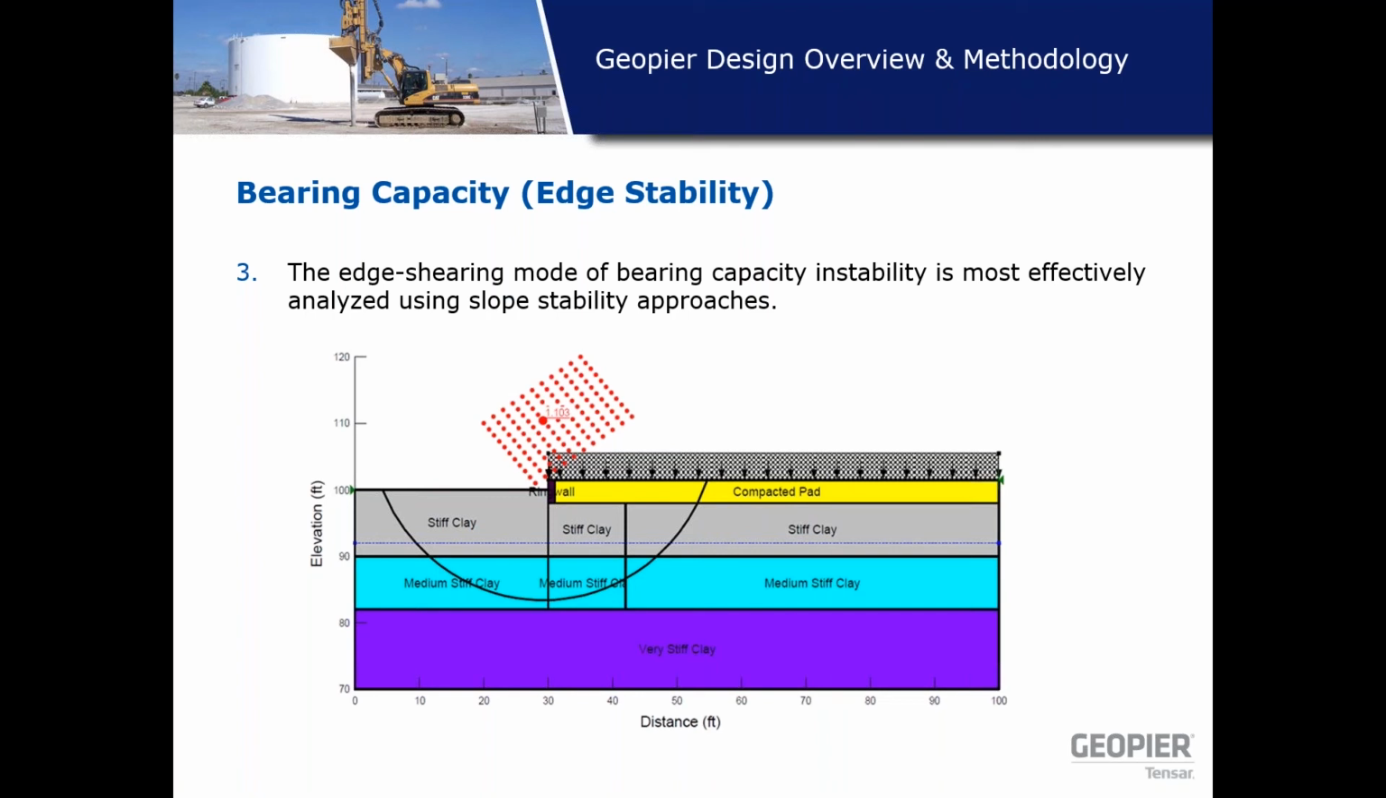Slope stability analysis was performed in unreinforced condition, or as-is condition, and you see the factor of safety is about 1.1. Typical acceptable factor of safety is 1.3. So it clearly says that there are some issues with the edge stability of this tank.